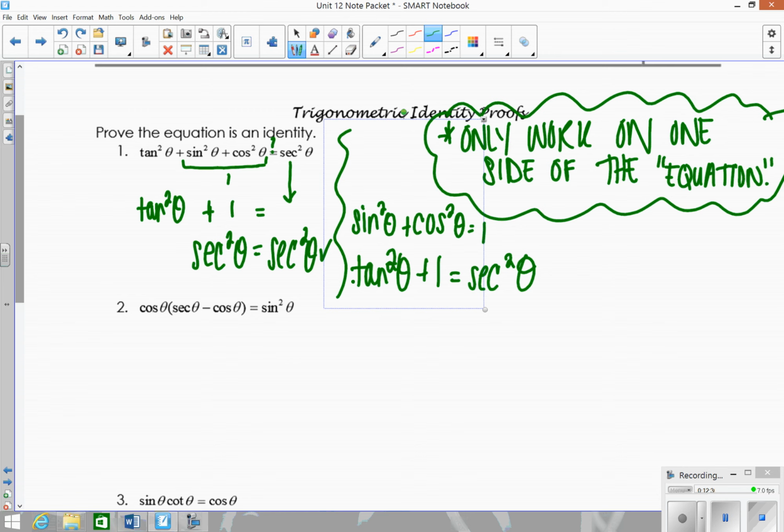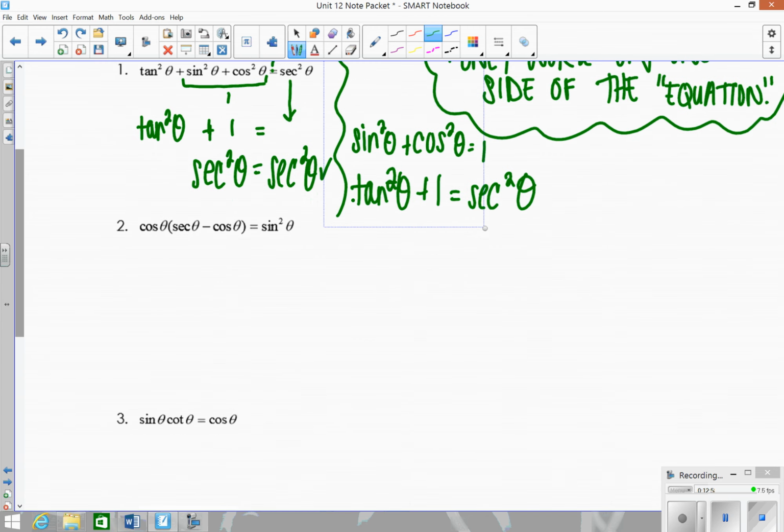So again, you're working on one side at a time to see if you can get it to equal the other side. You're allowed to simplify either side of the expression. I usually start with the side that's already expanded and try to condense it to equal the other side. But you're allowed to work from one side, go work to the right side, and then come back to the left side. That's totally fine, but you just have to make sure that you're not moving things and you're just simplifying one side at a time.